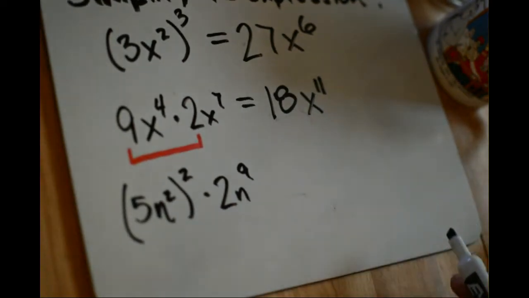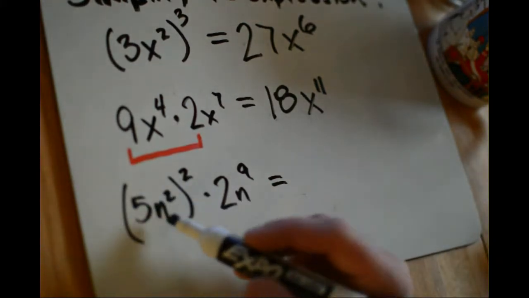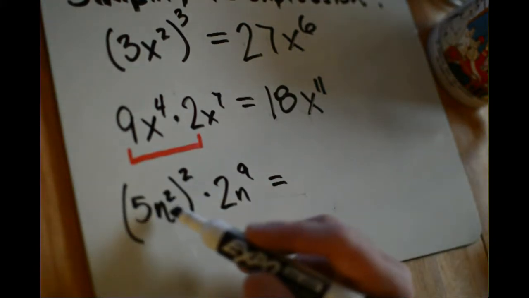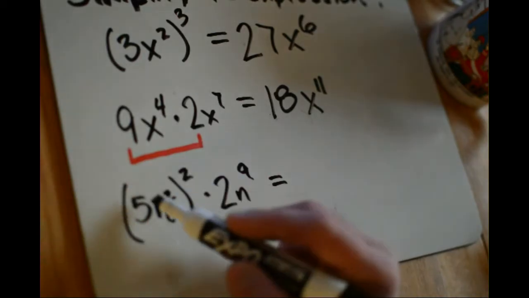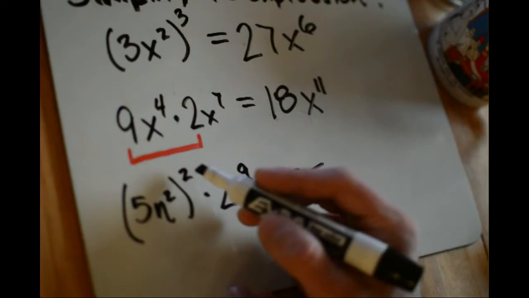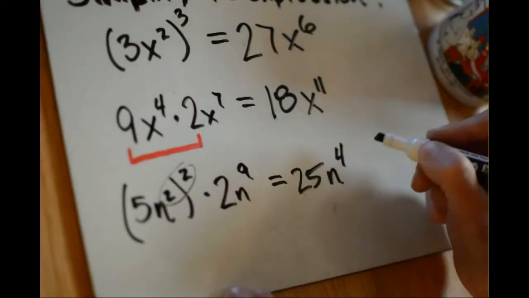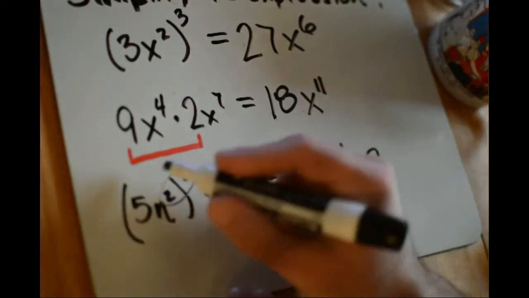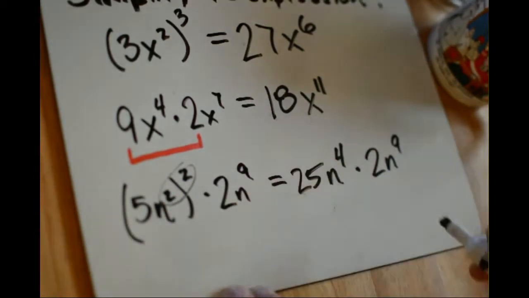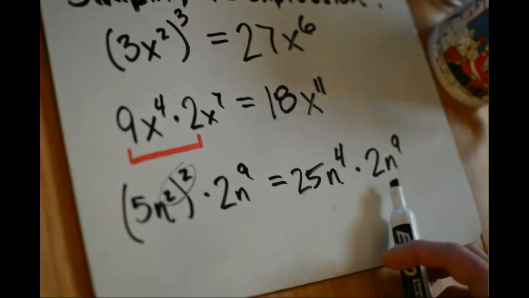Finally, I have 5n squared, all being squared, times 2n to the 9th. So this might take a couple of steps. First, let's go ahead and square each factor inside these parentheses. So 5 squared is 25, and n squared squared, multiply those two exponents together, and you get n to the 4th. So we're taking that times 2n to the 9th. So we simplified the first half of this to 25n to the 4th, and just have to finish off the job.